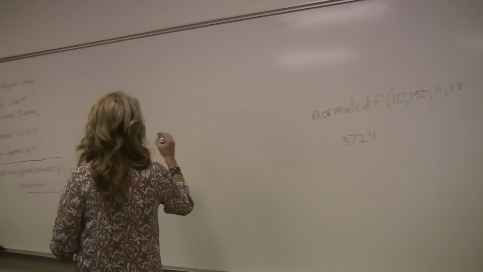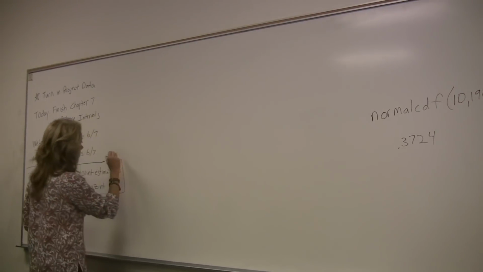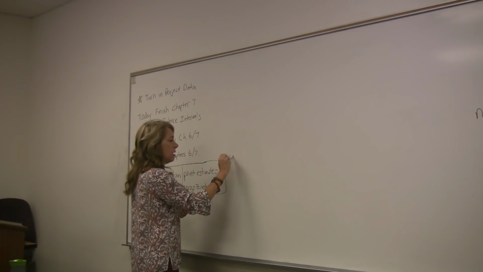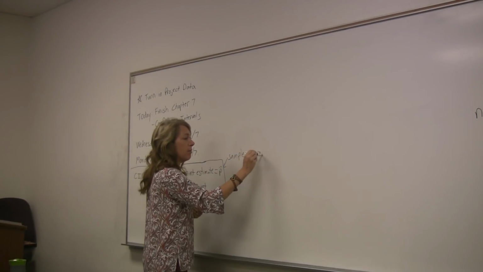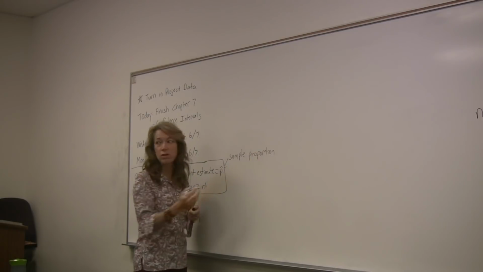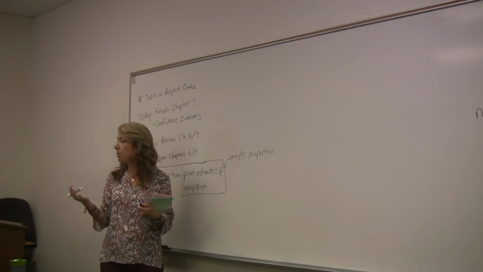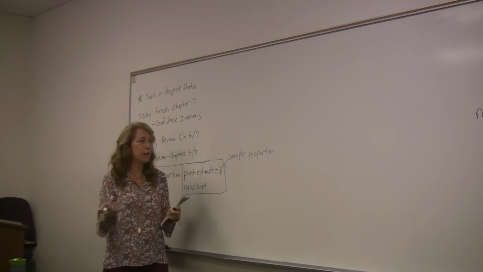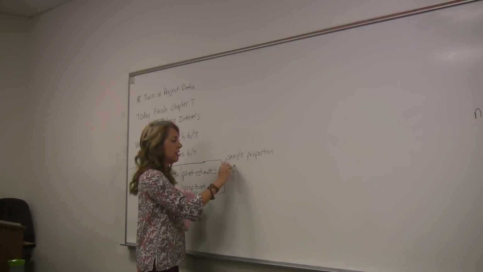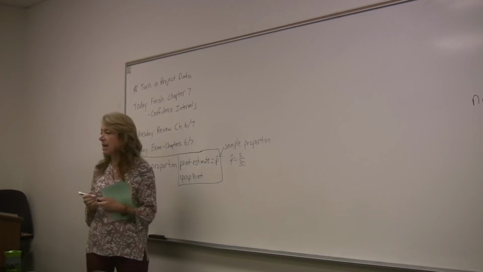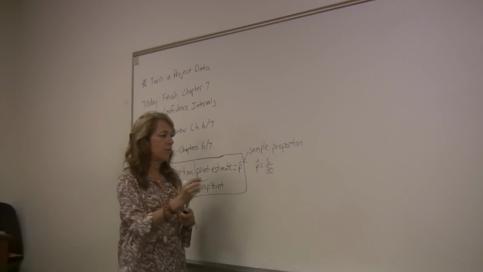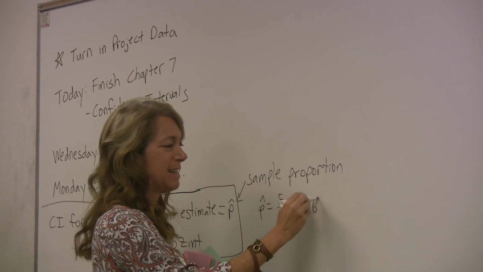Your P hat is just your sample proportion. Let me put that right here. That's your sample proportion, the probability or the percent or the proportion from your sample. So in my example I just made up, if 5 out of 30 of you like statistics, then P hat would have been 5 out of 30. If you want to turn that into a decimal, it'll be 0.167.